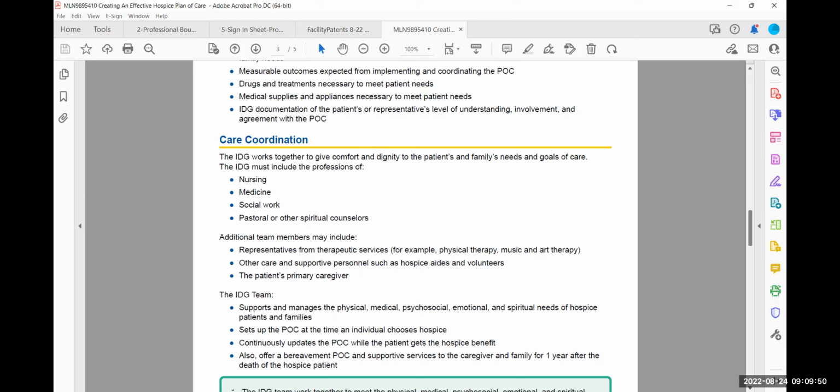And then the patient's caregiver, even though they're not going to be present at the IDG, they're part of the team, if that makes sense, because they have to really approve that plan of care, right?